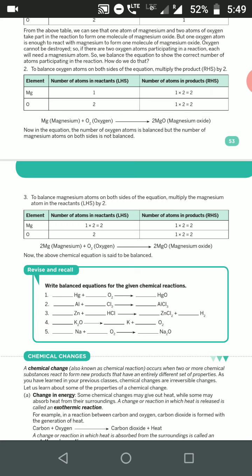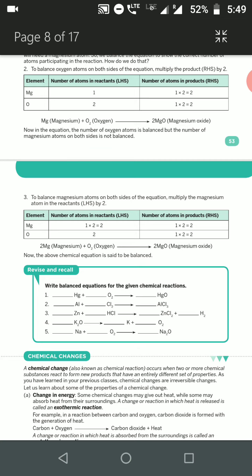Similarly, sodium plus O2 gives rise to Na2O. Try to balance oxygen in the products by multiplying Na2O with 2. Then there will be 4 sodium atoms, so multiply sodium by 4 on the reactant side. In this way you try to balance these chemical reactions. I am going to end the session here. Thank you.